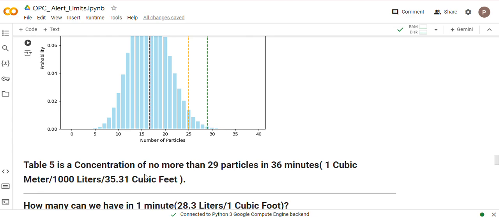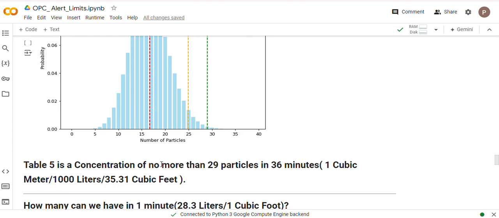But the problem is that in table 5, they're not expressing anything more than a concentration. So 29 particles means it's 29 particles that you can have in 1 cubic meter, which is the same as 29 particles inside of your 36 minutes, or you can look at it in liters, 1,000 liters, or 35.31 cubic feet. So that's the concentration.